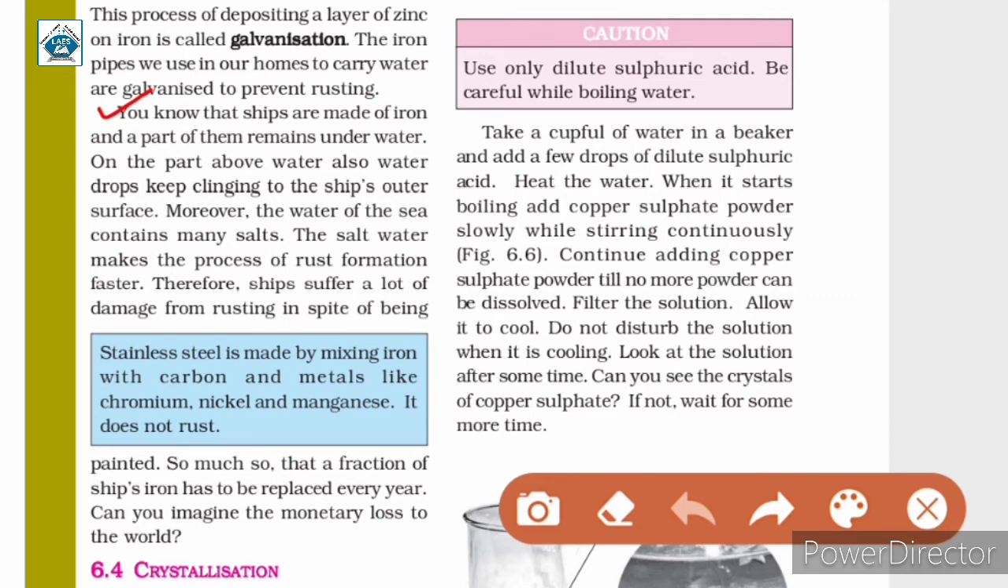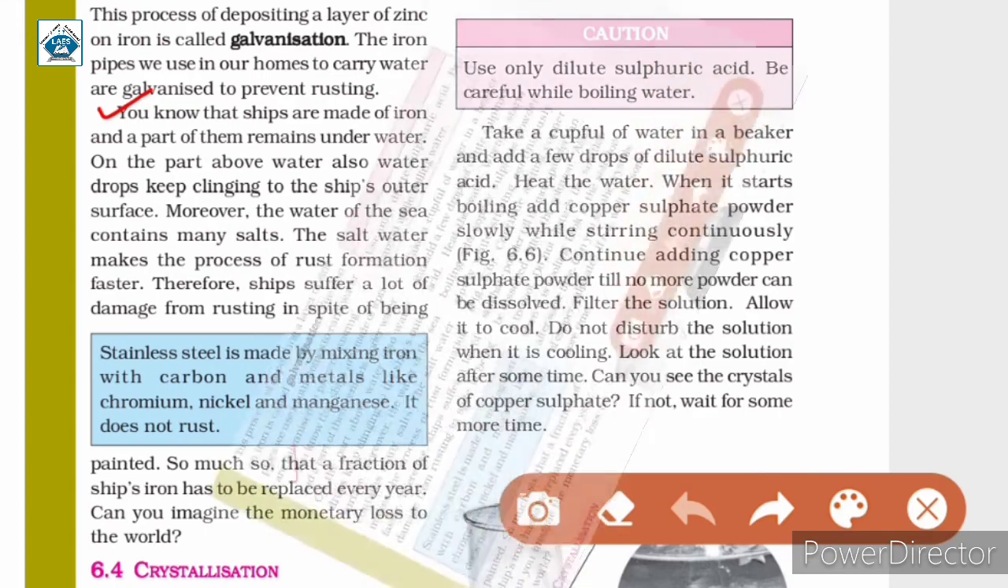You know that ships are made of iron and a part of them remains under water. On the part above water also, water drops keep clinging to the ship's outer surface. Moreover, the water of the sea contains many salts. The salt water makes the process of rust formation faster. Therefore, ships suffer a lot of damage from rusting in spite of being painted. So much so that a fraction of ship's iron has to be replaced every year. Can you imagine the monetary loss to the world?